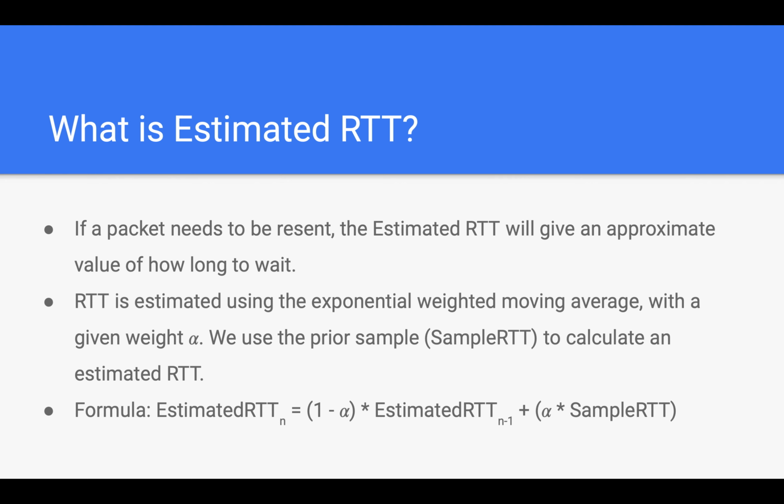So if you look at the formula, estimated RTT of the packet n is equal to 1 minus alpha times the estimated RTT of the previous sample plus alpha times the sample RTT.